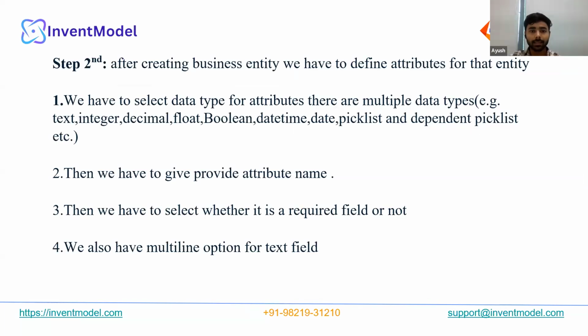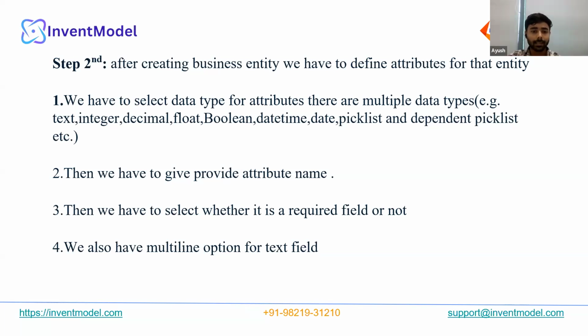Then after creating the business entity, we have to define attribute columns for that entity. For that, we have to select the data type. We have multiple data types in Informatica MDM SaaS, which are text, integer, decimal, float, boolean, date time, pick list, and dependent pick list. And we can use them according to our need.